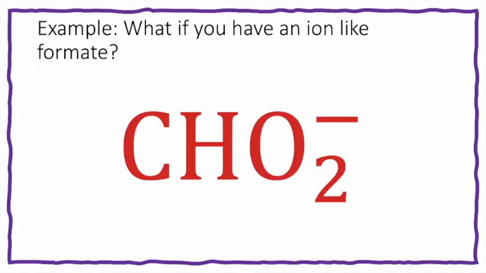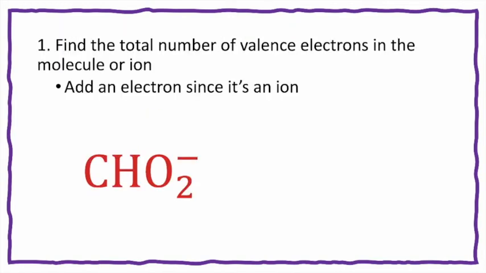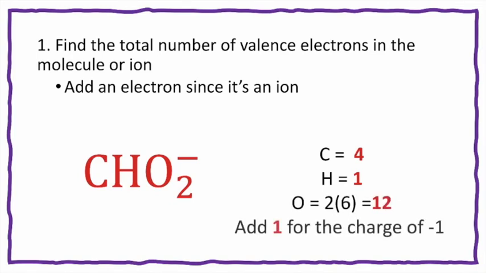What if you have an ion like formate, CHO2-? Well, the process is fairly similar with a little twist. The first thing we're going to do is find the total number of valence electrons in the ion, and then we're going to add an electron because it's an ion. So for this particular molecule, we have 4 electrons from carbon, 1 from hydrogen, and 12 from the 2 oxygens. We're going to add a 1 for the extra charge, the -1 charge. This gives us a total of 18.